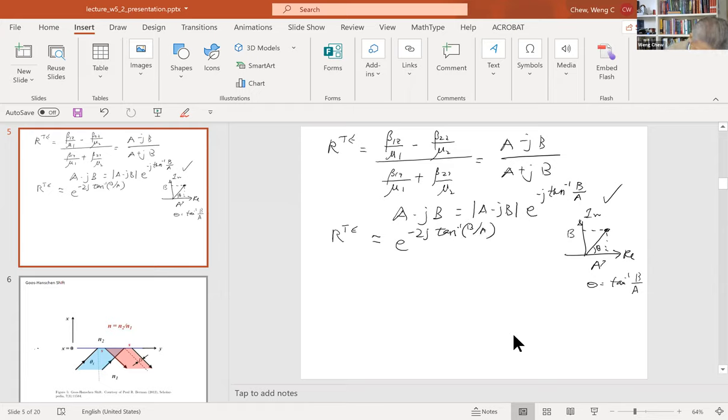Okay, so this reflection coefficient has a magnitude of one, but it has a phase shift. And this phase shift is called the Goos-Hänchen phase shift. So this is a phasor having a phase shift. And if you have a phase shift in the frequency domain, what does it correspond to in the time domain? Does anybody know? A phase shift in the frequency domain is equivalent to what in the time domain?